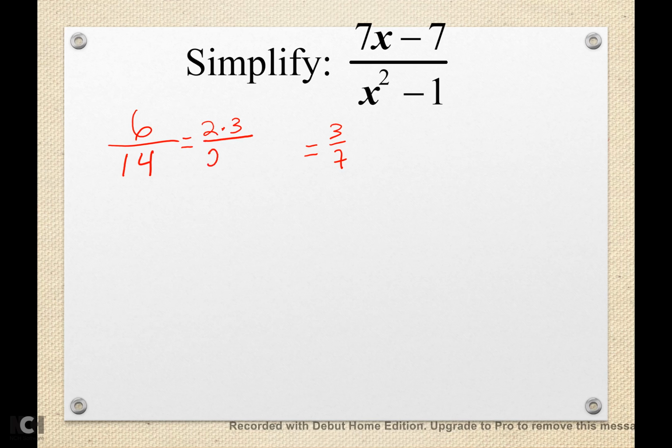Technically, 6 factored would be 2 times 3, and 14 would be 2 times 7. We should notice, hey, 2 over 2 is just 1. So they would cancel each other out because they're the same exact factor divided by each other, leaving us with just 3 over 7. So we're going to do that same thing with our rational expressions here.